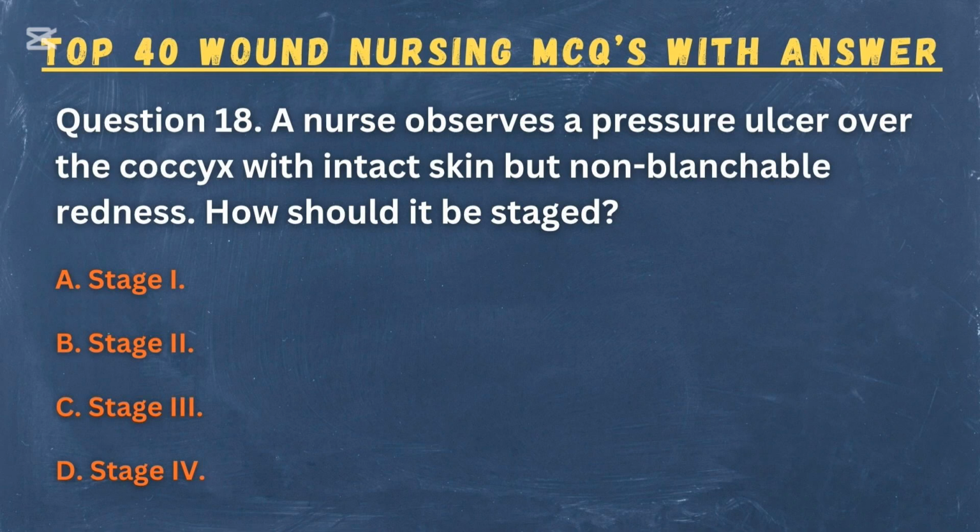Question 18. A nurse observes a pressure ulcer over the coccyx with intact skin but non-blanchable redness. How should it be staged? A. Stage 1. B. Stage 2. C. Stage 3. D. Stage 4.